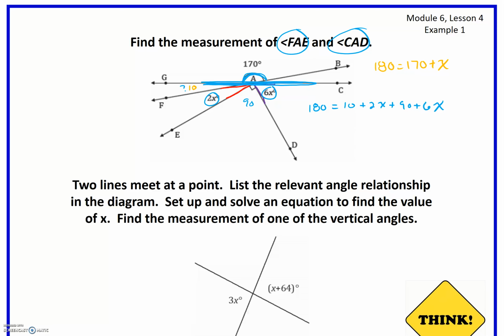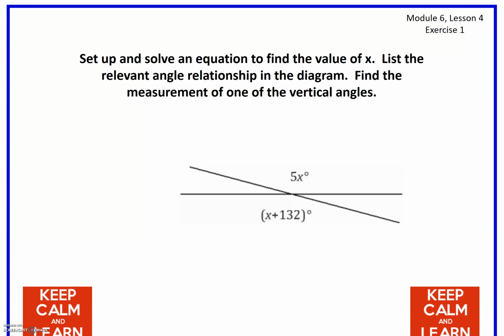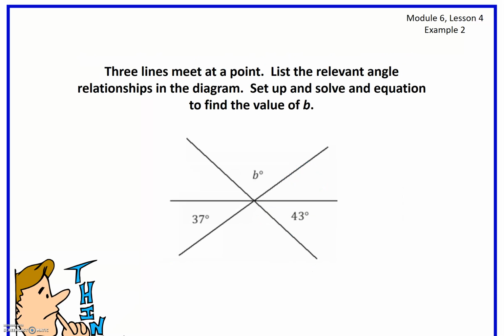So the next example deals with vertical angles, which we did several times in the last video. You just need to realize that these two equal each other. You can set up an equation, 5x equals x plus 132. You can solve from there. Exercise 1, again, vertical angles. Sorry, not vertical angles. We use vertical angles because B and B are the same, and therefore this straight line, these three angles have a sum of 180. So 37 plus B plus 43, and you could solve the rest from there.